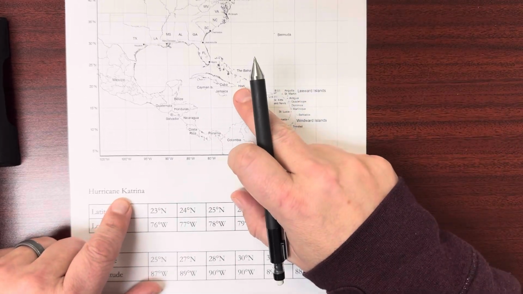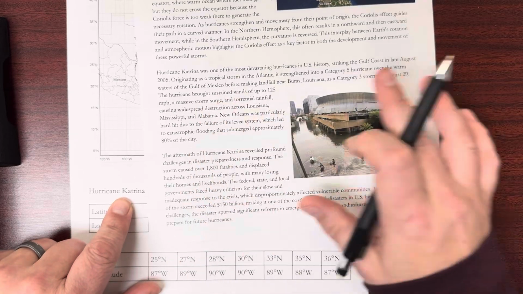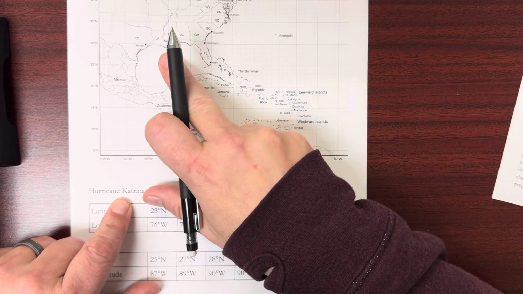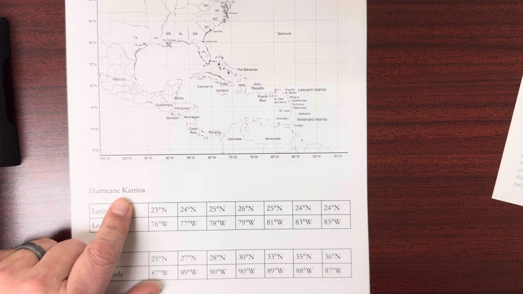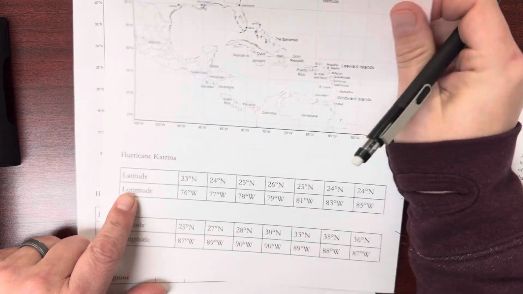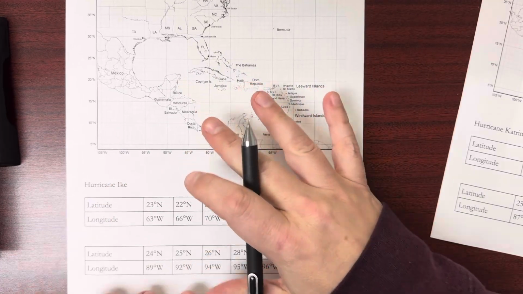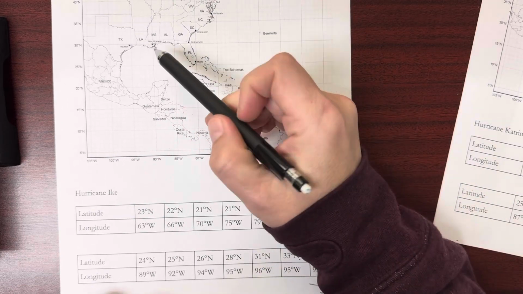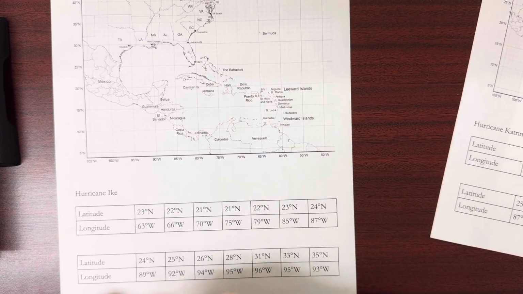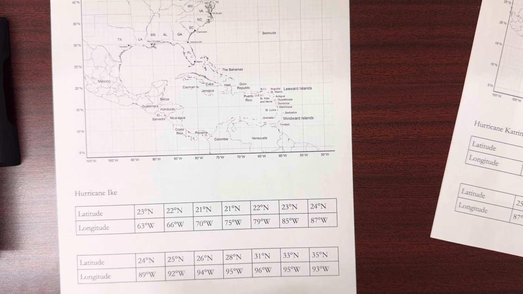Hurricane Katrina, it talks about it here on the front, was the hurricane that went through New Orleans in the early 2000s and caused major, major damage to the whole city. And then you have Hurricane Ike, not as destructive as Hurricane Katrina, but it does go through Texas and it caused lots of flooding and damage in Texas.